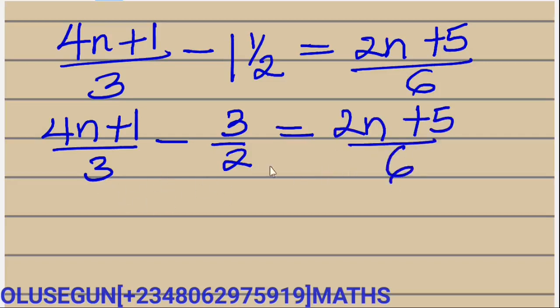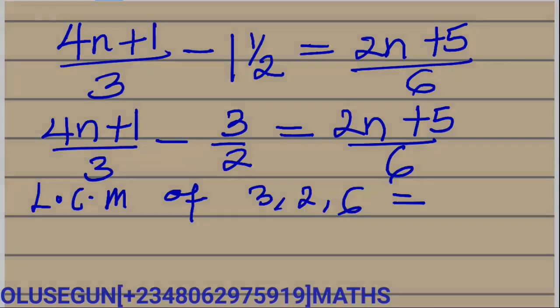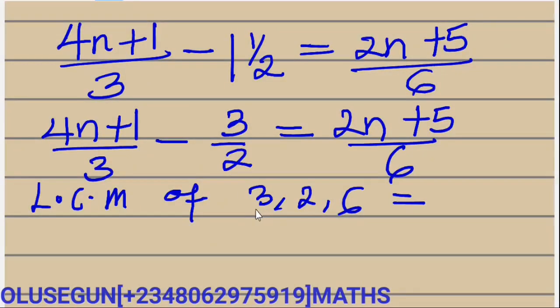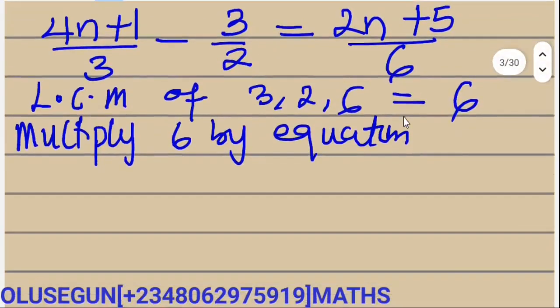So the LCM of 3, 2, 6: you know that 6 will go in 6, 2 will go in 6, and 3 will also go in 6. So the LCM of 3, 2, 6 is 6. So you will now use the LCM, multiply 6 by the equation.